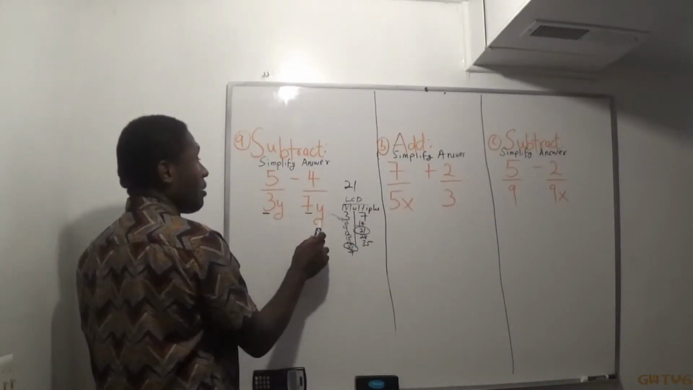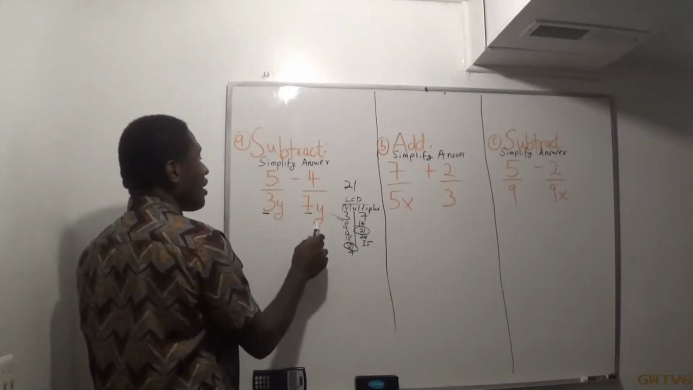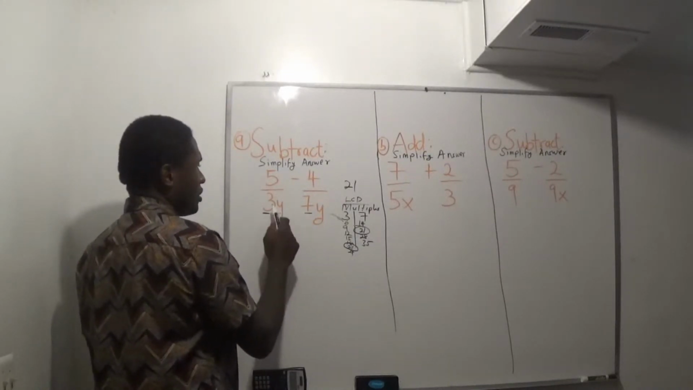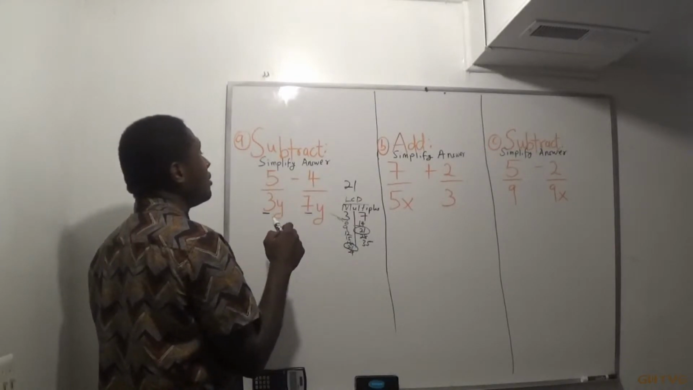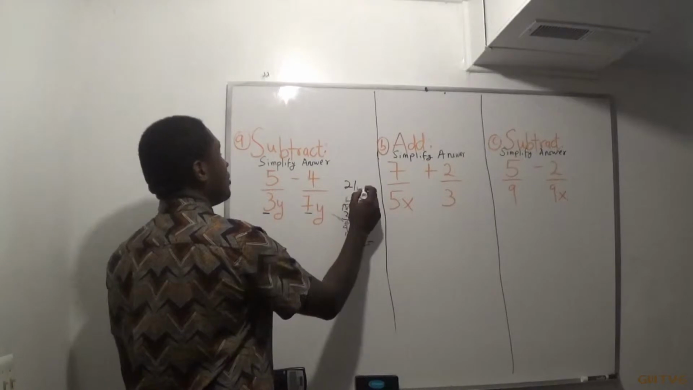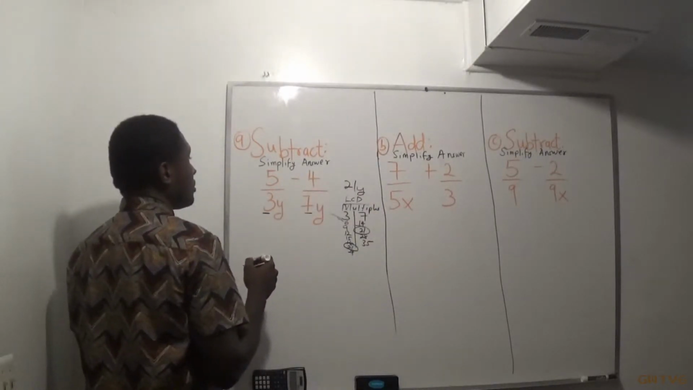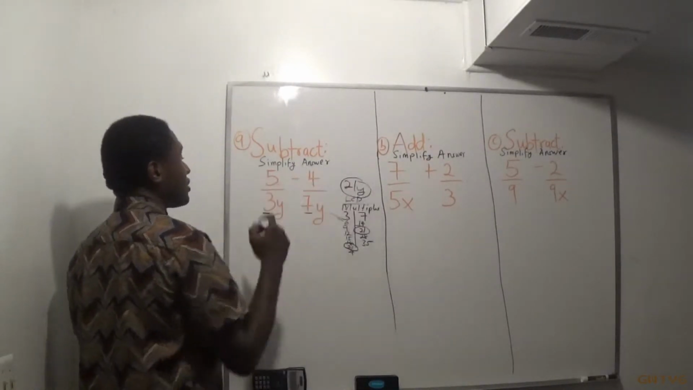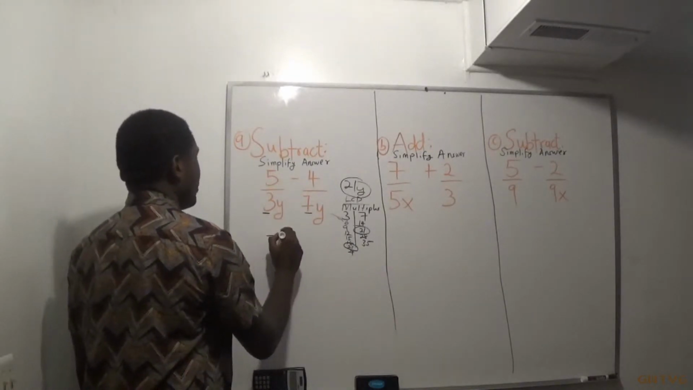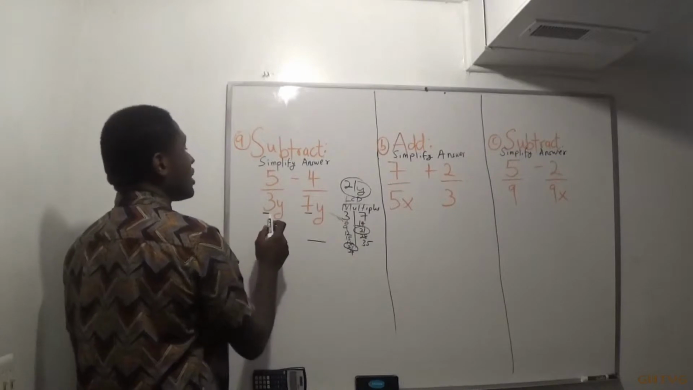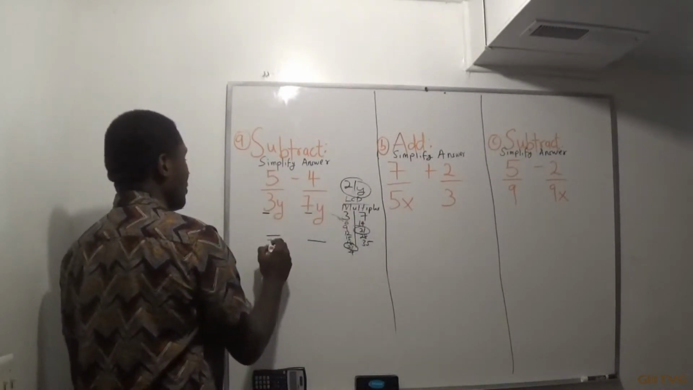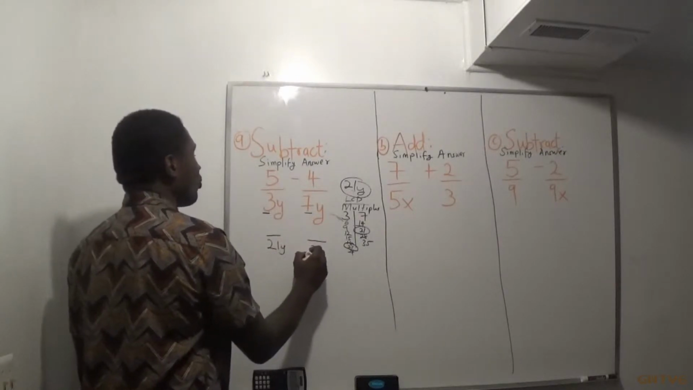But then you have variables. So I'm going to have to check the variables to see if they are common. And they are common. There's y here, there's y here. So I will just bring out one of them. So 21y will be my LCD. So now instead of having 3y and 7y, I'm going to use my LCD, which is 21y and then 21y.